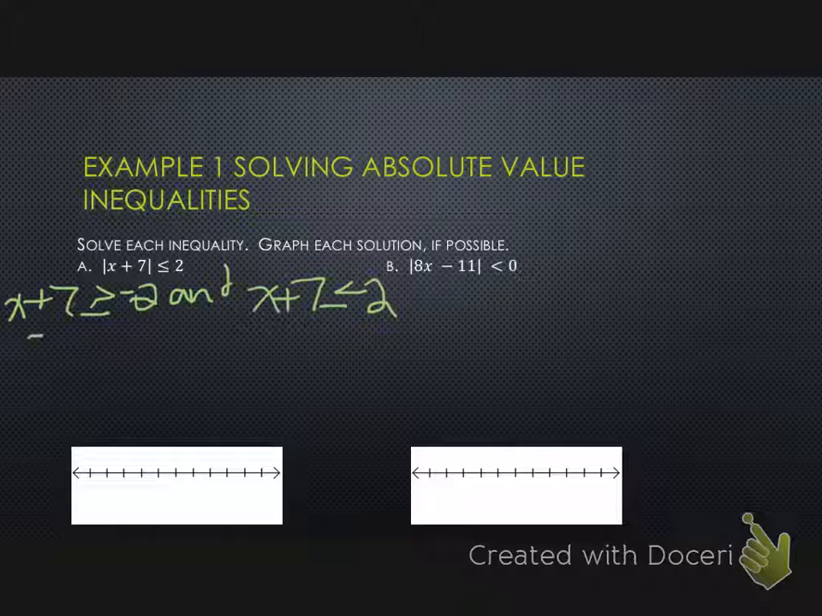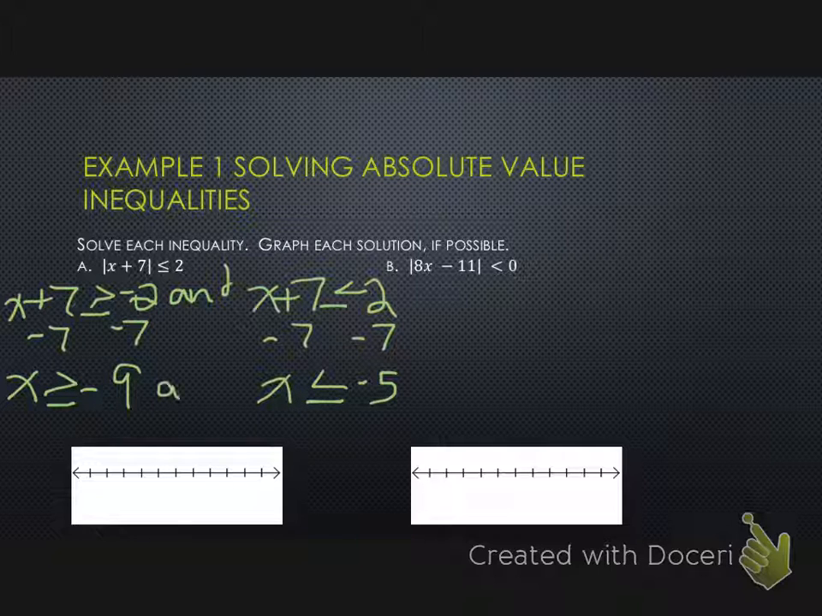To solve this, I need to subtract 7 from both sides. So x is greater than or equal to negative 9. And we'll subtract 7 from this side. So x is less than or equal to negative 5. And remember, this is that and. Remember before I said that the and would be a line in between the two circles. So let's say this right here is negative 5. So this is 6, 7, 8, 9. So this is negative 9 right there. And it is going to be solid circles since they are equal to it. And it's going to be everything in between there, the two circles connected.